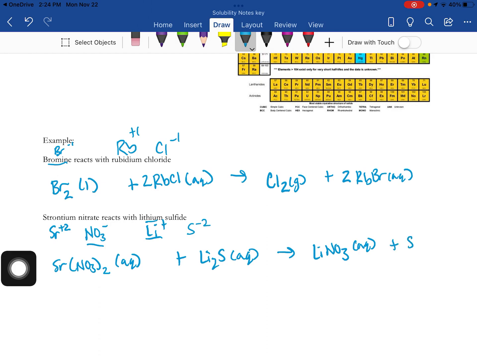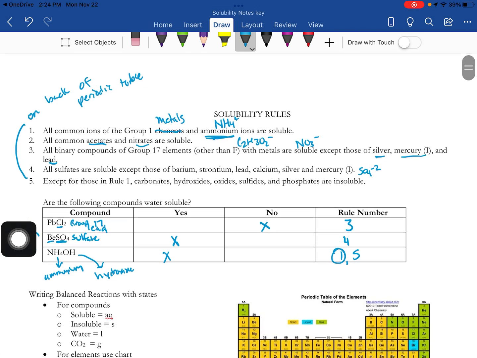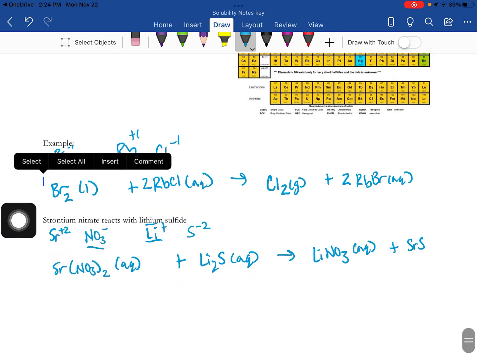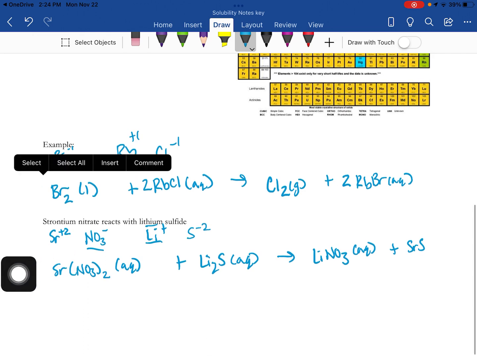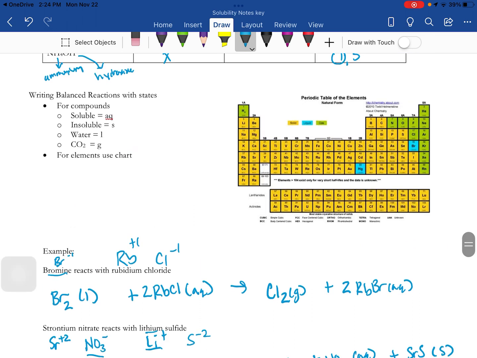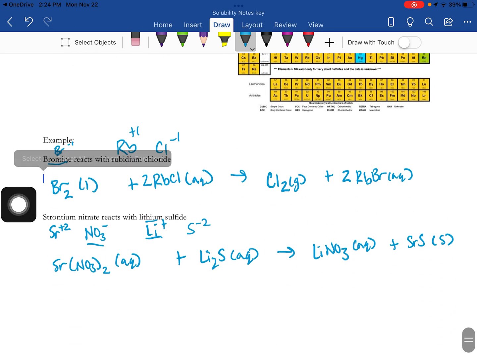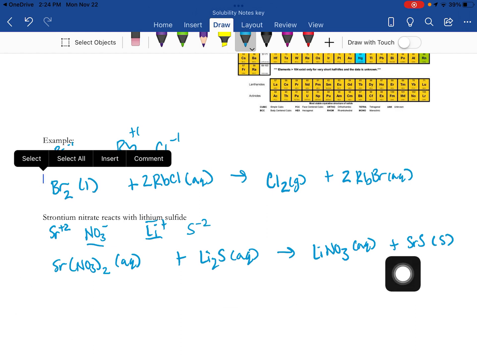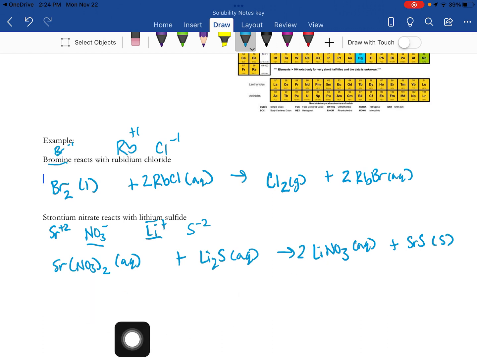S is a sulfide. So sulfides are right here. It says, except for those in Rule 1, sulfides are insoluble. Well, Sr is not part of group 1 or ammonium, so this one will be insoluble. So this will be solid. Insoluble is a solid. Then you want to balance. I have 1 Sr on the left, 1 on the right, so that's good. I have 2 nitrates on the left, 1 on the right, so I'm going to put a 2 in front. I have 2 Lis on the left, 2 Lis on the right, so that's good. 1 S and 1 S, so that's good.